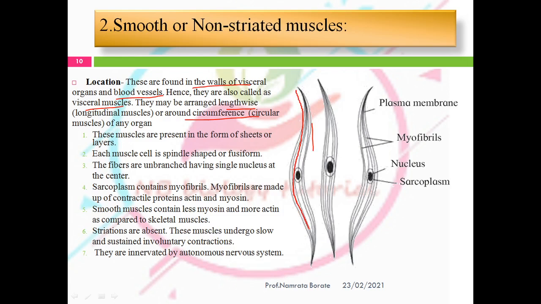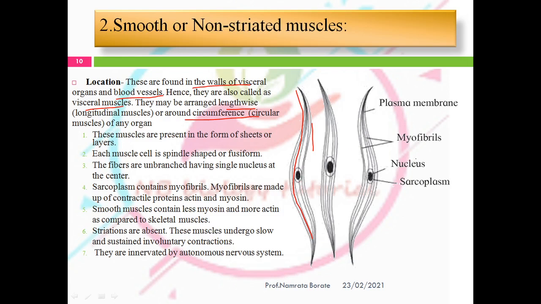You can see here, it's a spindle shape. There is a presence of a tapering end. It is a fusiform shape of the muscle. The fibers are unbranched, having a single nucleus, and this nucleus is present at the center. The sarcoplasm contains the myofibrils. These myofibrils are longitudinally arranged. They are made up of the contractile proteins, that is actin and myosin.